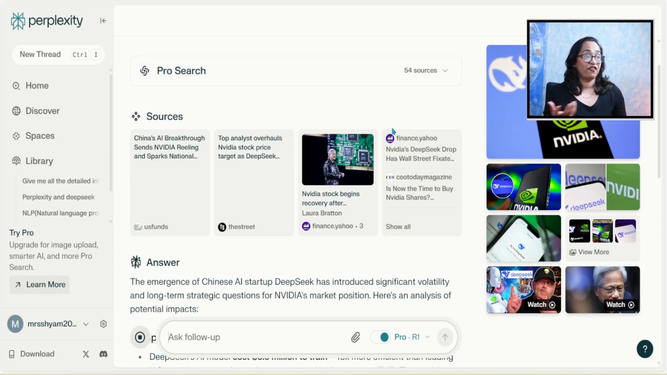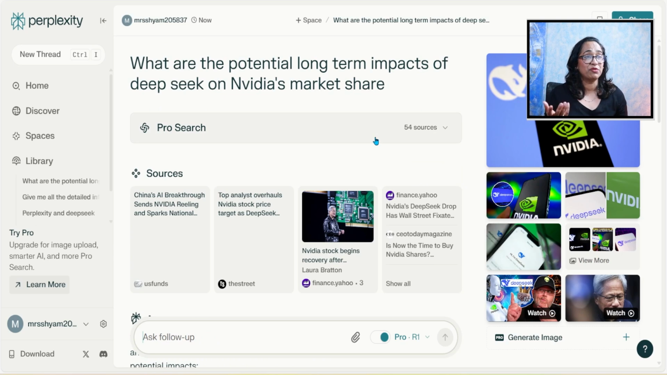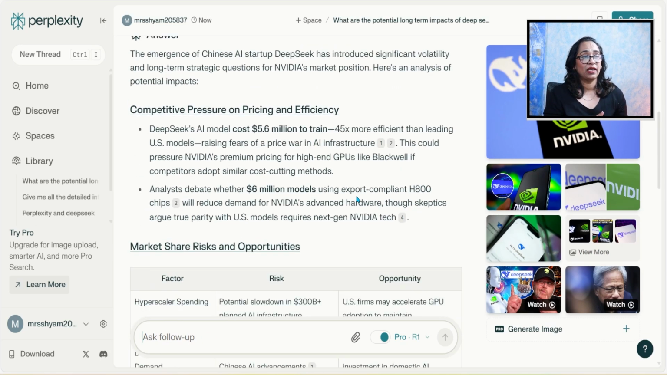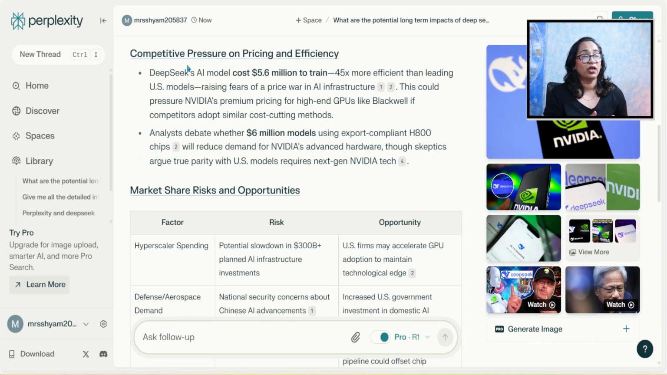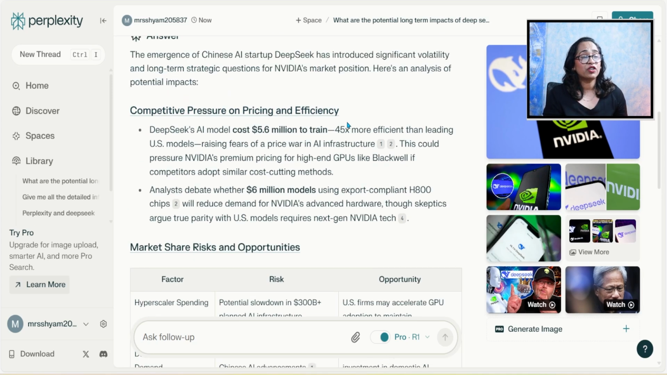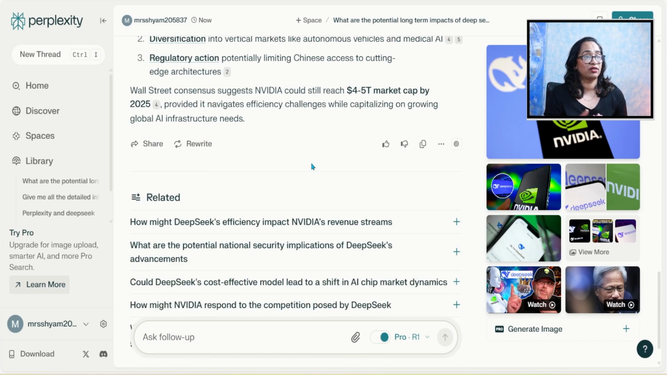So here are all my 54 sources for how this DeepSeek is going to impact the NVIDIA market. All of these sources are right here. And here is the reasoning capability. I do have the competitive pressure, pricing, market share, risk opportunities, financial strategies, long-term.